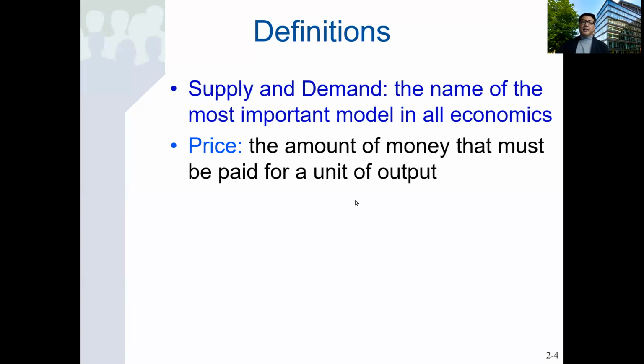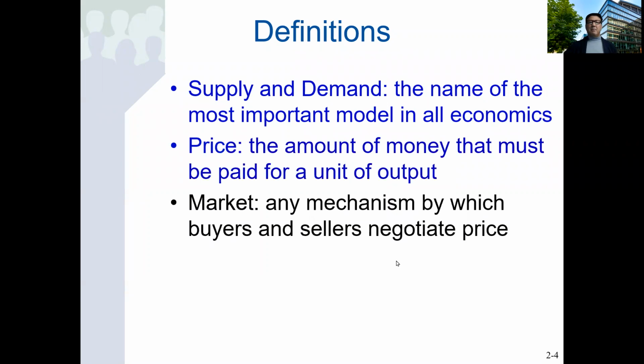Okay, now we're back. The price, the way we have defined it, is the amount of money or currency that must be paid for a unit of output. When we talk about prices, we're not only talking about the demand side, what you need to pay to buy, but also price in terms of production as well. So that's what we mean by output. And then market. What is a market? A market is any kind of mechanism by which buyers and sellers negotiate price.